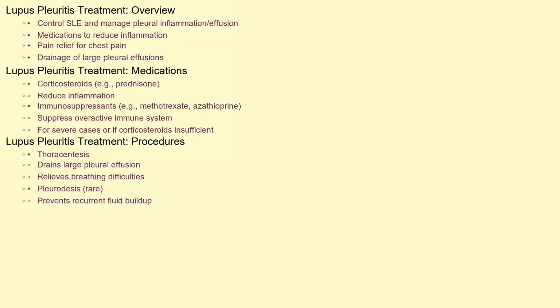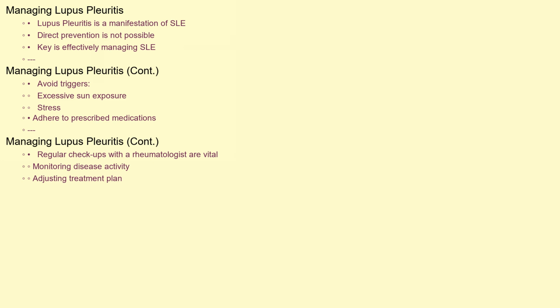Treatment for lupus pleuritis primarily focuses on controlling the underlying SLE and managing the pleural inflammation and effusion. Corticosteroids, such as prednisone, are often prescribed to reduce inflammation. Immunosuppressant medications, like methotrexate or azathioprine, might be used to suppress the overactive immune system in more severe cases or if corticosteroids alone are not sufficient. Pain relievers can help manage chest pain. If the pleural effusion is large and causing significant breathing difficulties, a thoracentesis can be performed to drain the fluid. In rare cases, more invasive procedures like pleurodesis may be necessary to prevent recurrent fluid buildup.